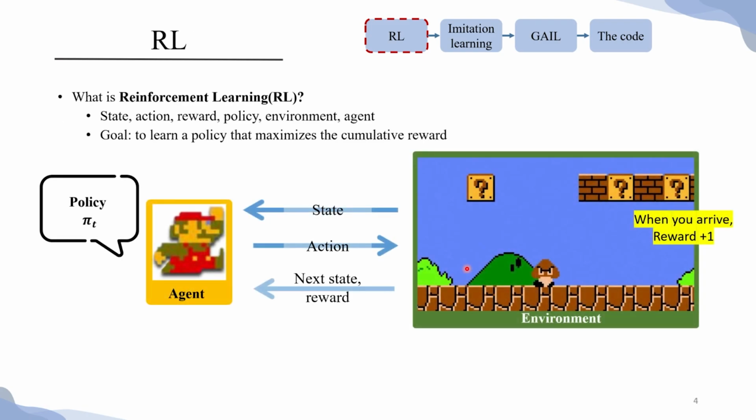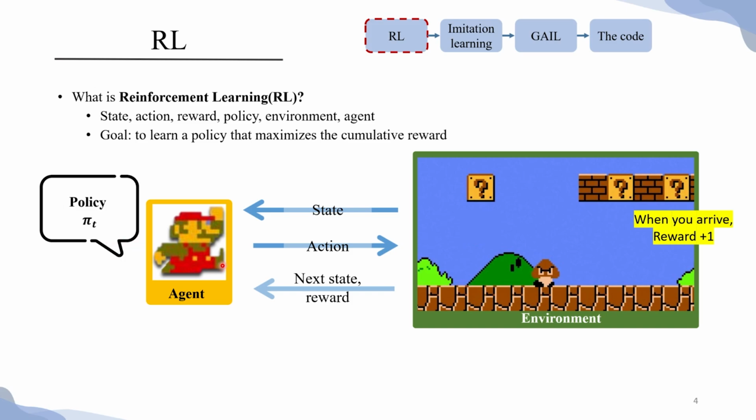Translating this into reinforcement learning terms, it goes like this. First, we call the learner, such as Mario, the agent. This agent interacts with the environment. The information that the agent can currently get is called the state. In this example, it could be Mario's speed or the location of Goomba. Based on this state, the agent has its own policy on how to move.